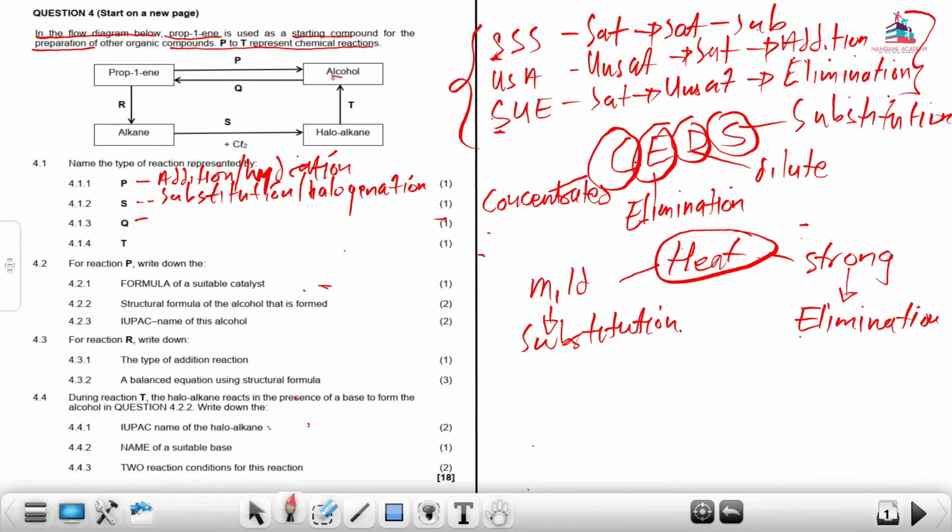Our starting point is an alcohol moving to a double bond. So we are moving from saturated to unsaturated. So saturated to unsaturated, it must be an elimination reaction, according to this analogy that we developed. So I'm going to write there Q must be elimination.